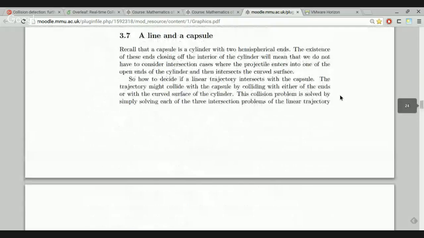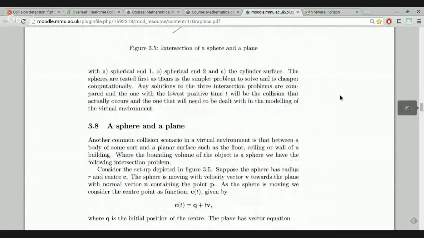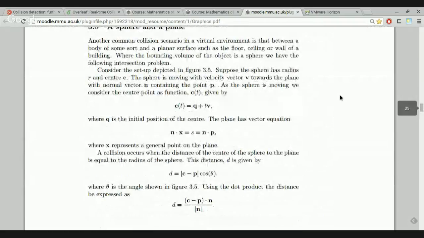Sphere and plane. Line in a capsule. Sorry, sphere in a plane. So suppose the sphere's radius is r, the center is c, and the sphere is moving with velocity vector v towards the plane with normal vector n and a position reference point p.